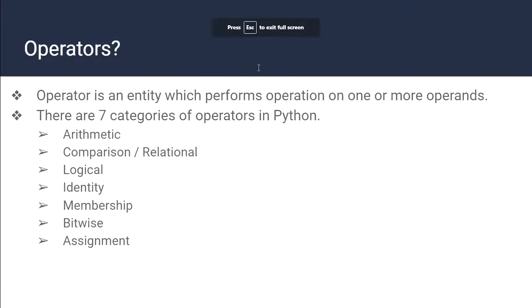Alright, so let's continue our discussion with operators. And in this particular lecture, I'll be discussing the bitwise operators. So, what are bitwise operators? These are the operators that work at the individual bit level.